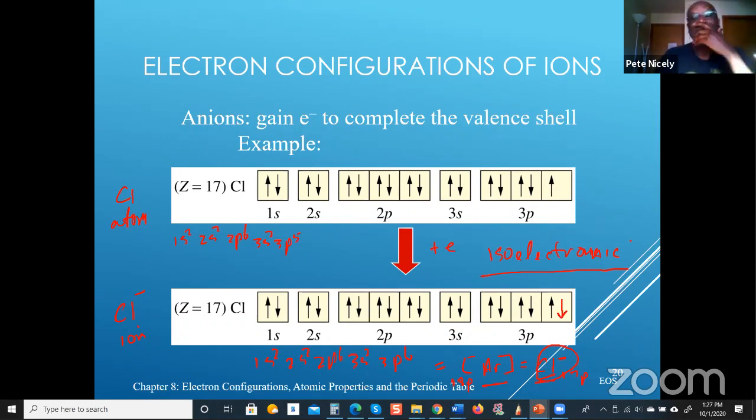Any questions about this? Any questions about electron configurations of anions?